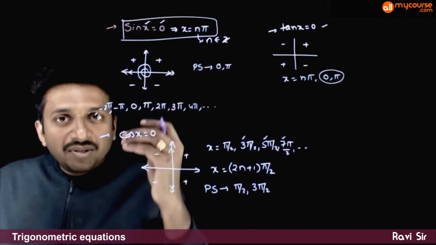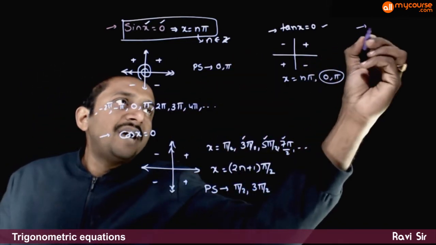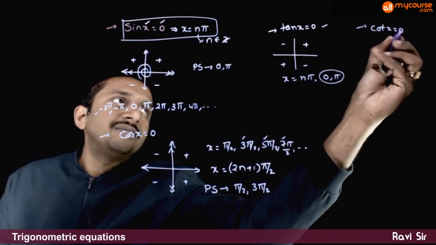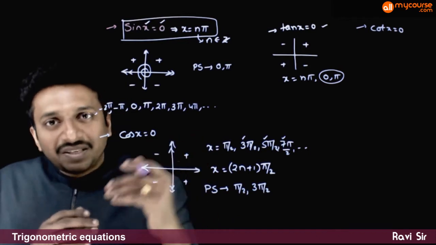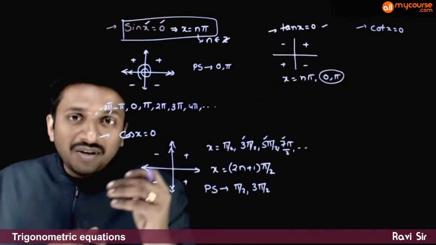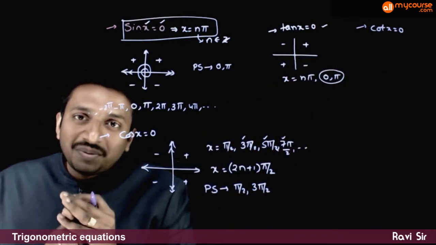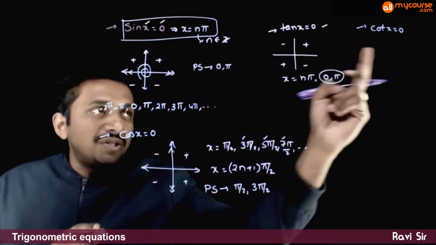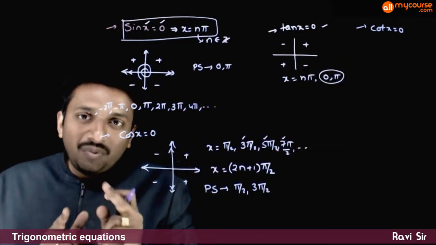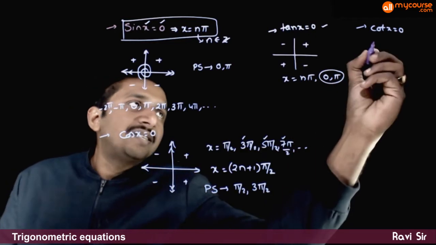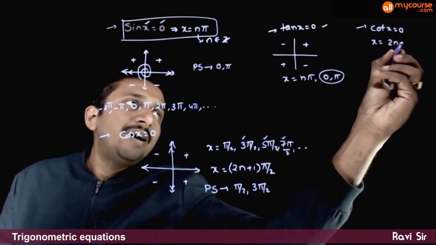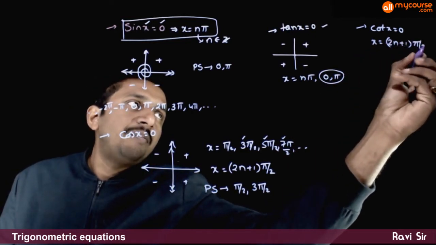So sin x is equal to 0, cos x, tan x. Similarly, if you have cot x is equal to 0, cot x is nothing but cos x by sin x. So if cot x has to be equal to 0, cos x has to be equal to 0. That means the solutions of these two equations are same. So x is equal to 2n plus 1 times pi by 2.